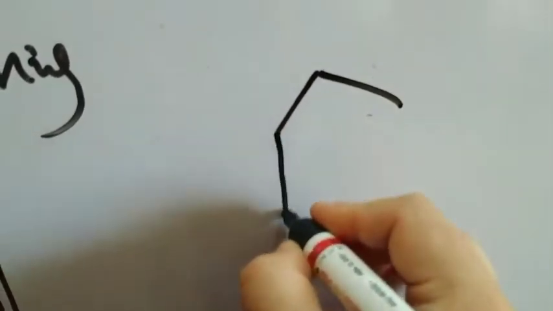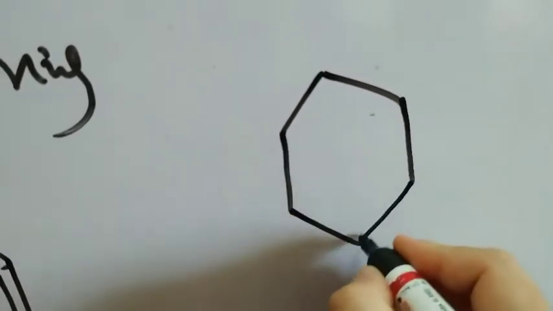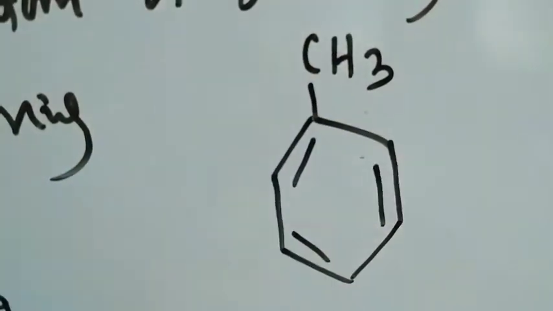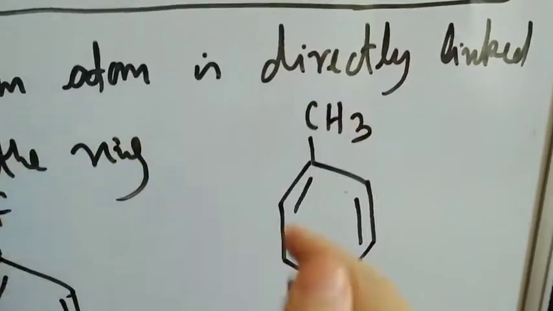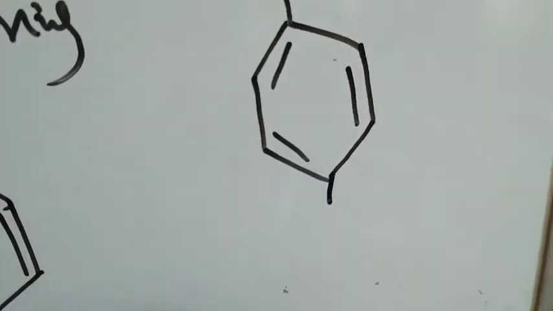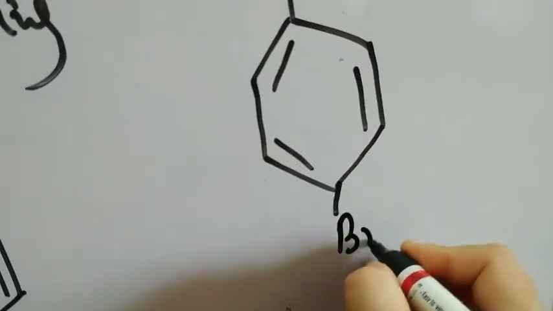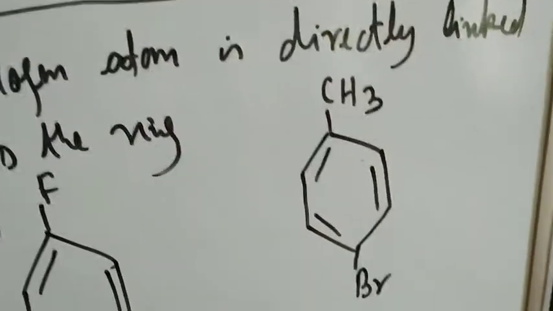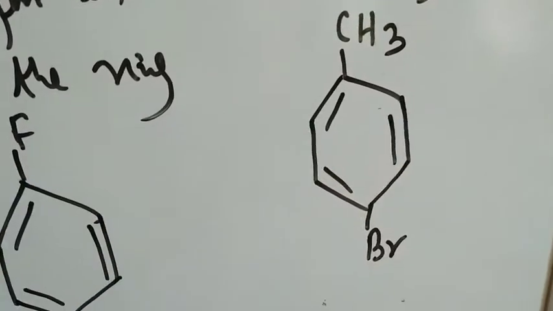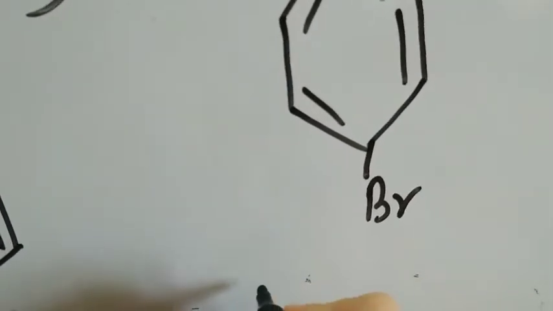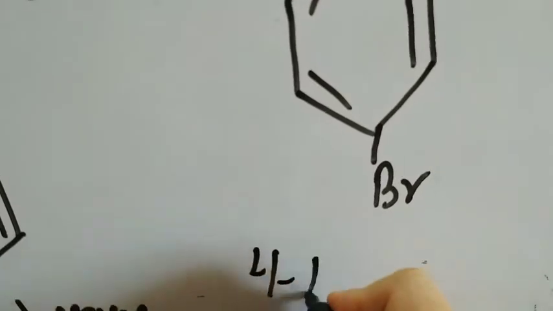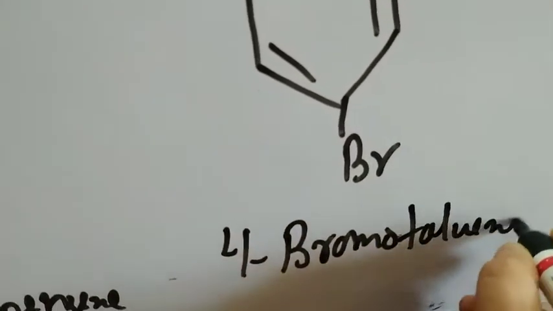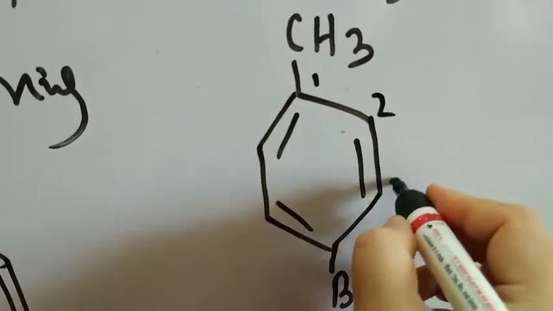There might already be a substituent on the ring, like this. If on the benzene ring you have a CH3 group, what is the compound? It is toluene. And in spite of the presence of this, there can be another group present. We will have bromine here, right? This is also a nuclear halogen derivative because your halogen atom is directly on the ring. What is the name? There can be so many names to this. This is 4-bromo-toluene. And you also know 1, 2, 3, 4.